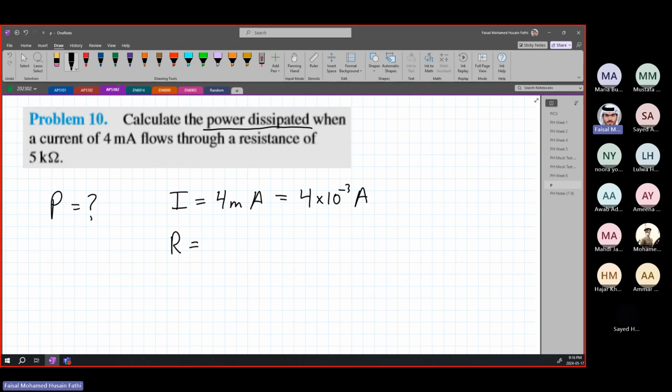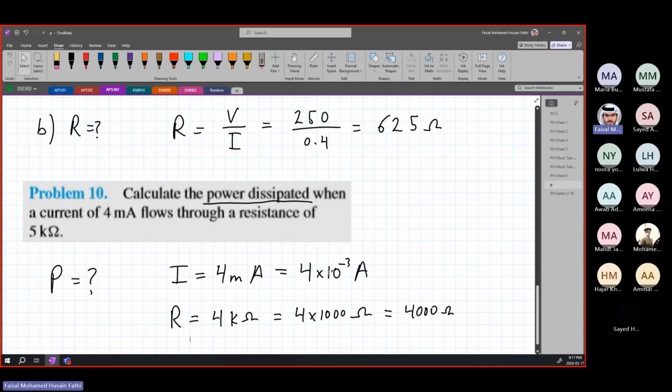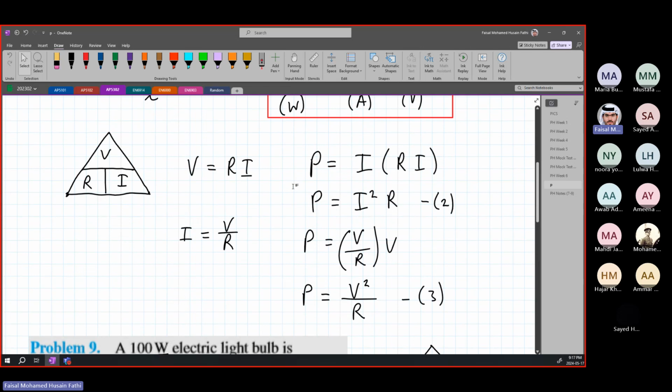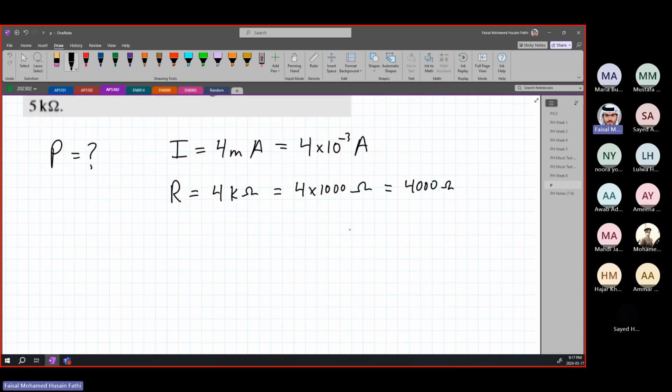So we have R equal to 5 kilo ohms. Again, convert this into ohms, which is times 1,000, so it's equal to 5,000 ohms, all right? So now if you notice, we are given current and resistance. There's two ways of solving this. You can, one, apply the equation that we determined earlier, which is P is equal to I squared R, through memorizing, or whichever way you want, or you can first apply Ohm's law to find voltage.